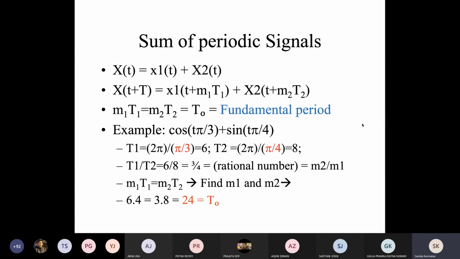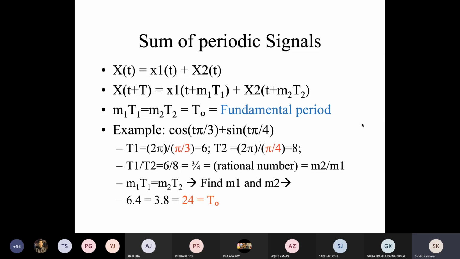Now, sum of periodic signals: if x1 and x2 are periodic signals and their sum is capital X(t) equal to x1(t) plus x2(t), then X(t plus T) equals x1(t plus m1T1) plus x2(t plus m2T2). Now, m1T1 equal to m2T2 equal to T0 is called its fundamental period.